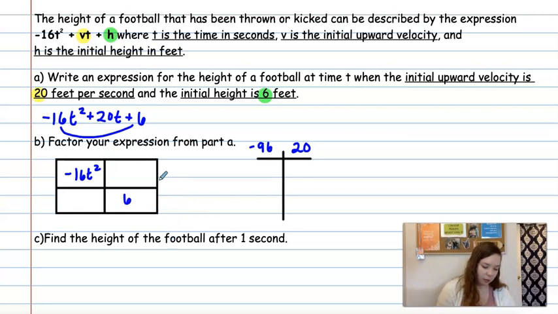Let's see. All right, 4 and 24 it looks like would work. So we want a positive 24 and a negative 4.